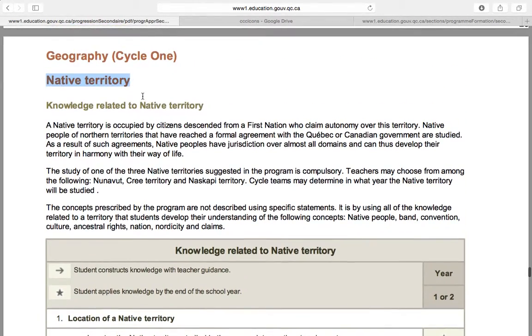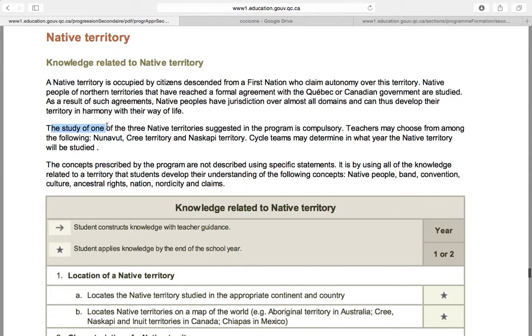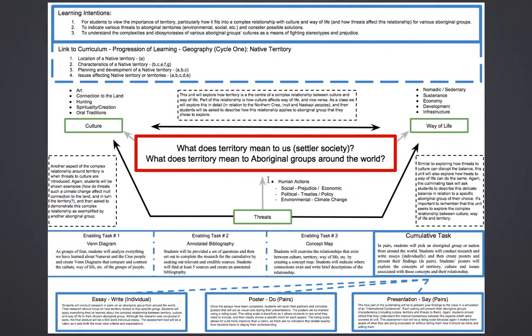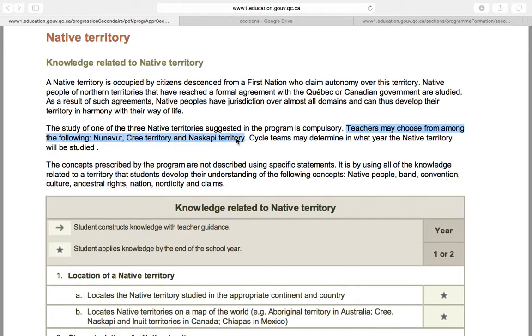As you can see here, it says the study of one of 3 native territories suggested in the program is compulsory. Teachers may choose from among the following: Nunavut, Cree territory, or Naskapi territory. I'll actually be covering all 3 as a class, exploring how this relationship manifests itself in each of these 3 groups. And then I'll have students explore how it manifests itself for different groups around the world. They'll do that guided, though individually, in their culminating and present their findings to the class.